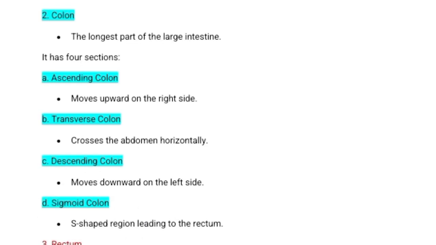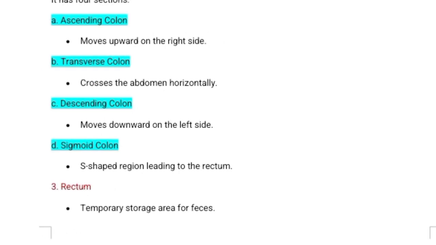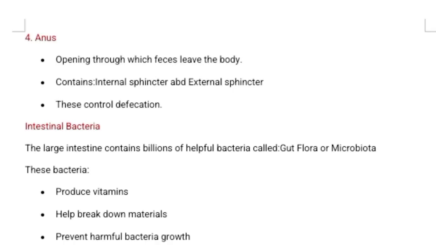2. Colon. The longest part of the large intestine. It has 4 sections. A. Ascending colon. Moves upward on the right side. B. Transverse colon. Crosses the abdomen horizontally. C. Descending colon. Moves downward on the left side. D. Sigmoid colon. S-shaped region leading to the rectum. 3. Rectum. Temporary storage area for feces. 4. Anus. Opening through which feces leave the body.